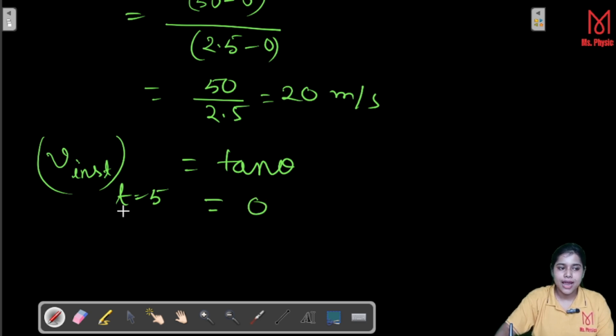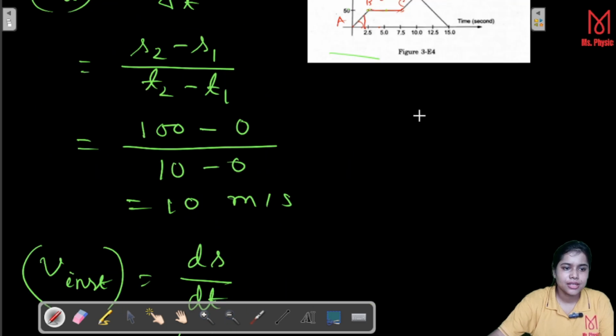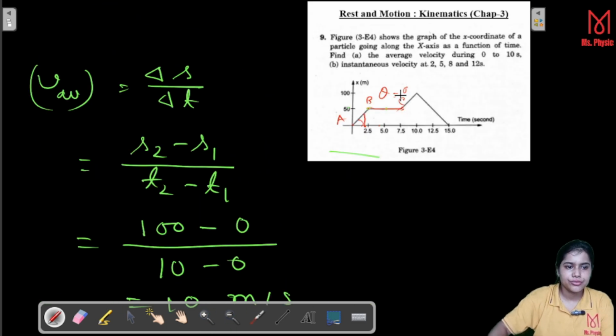Okay, this is the value for t is equal to 5 since theta is equal to 0. Clear now? Next we have C to D. We have to find out the instantaneous velocity for 8, that means C to D. D is this point at 10. Okay, at 10 you have the position 100.